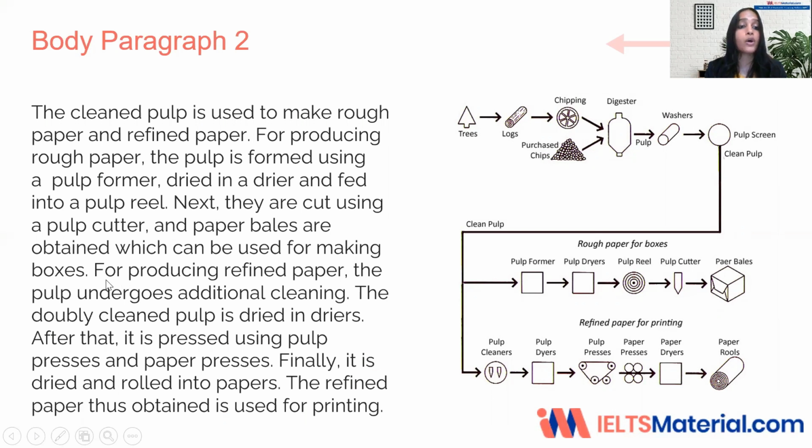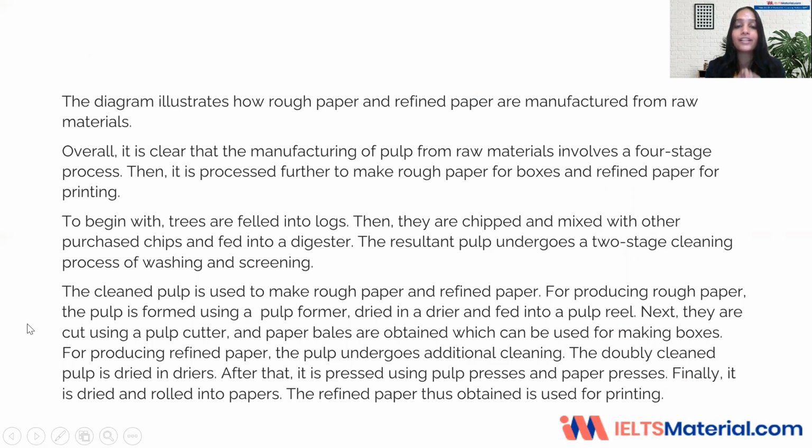making boxes. For producing refined paper, the pulp undergoes additional cleaning. The doubly cleaned pulp is dried in dryers. After that, it is pressed using pulp presses and paper presses. Finally, it is dried and rolled into papers. The refined paper thus obtained is used for printing. So you can see the relevant vocabulary here and the grammar. So next, after that, finally, they are connectors. So all in all, this is how your process diagram essay looks like.